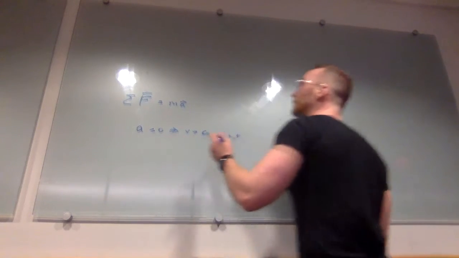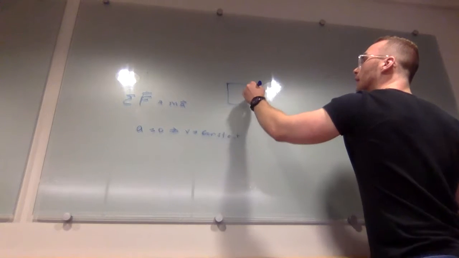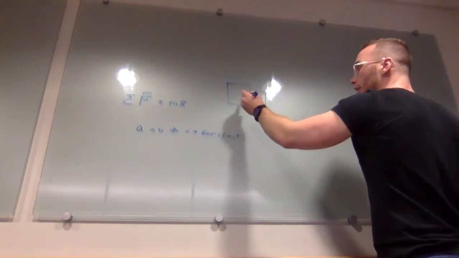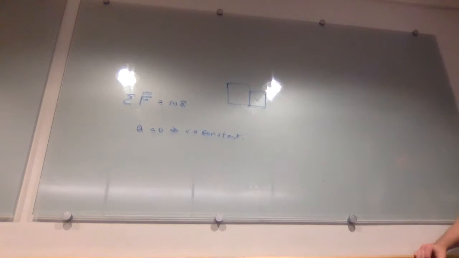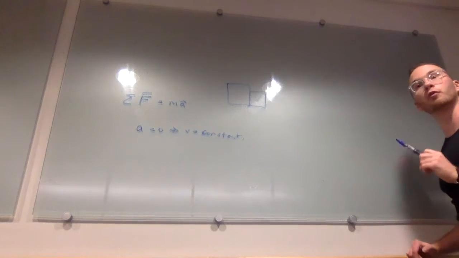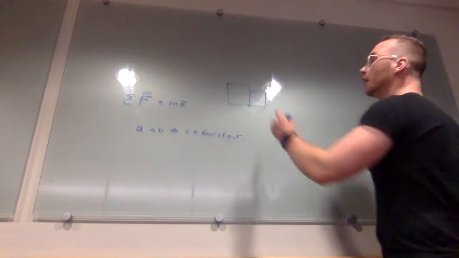And then the third law I would say, if you have two objects exerting a force on each other, then the force one exerts on the other is equal to the force the other exerts on the one. That's not a good way to say it.